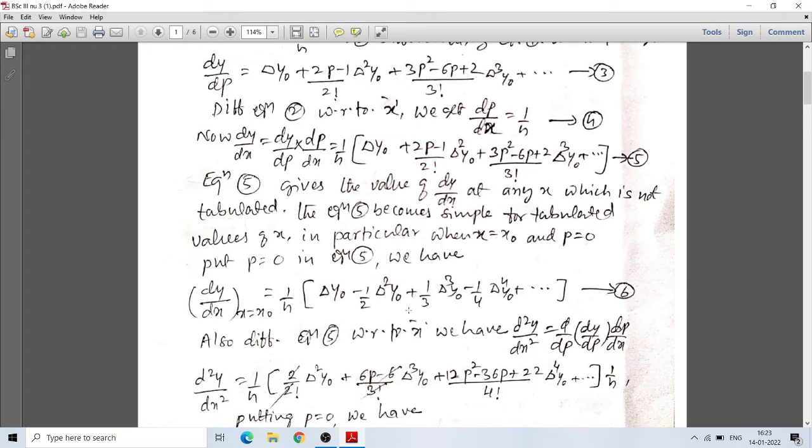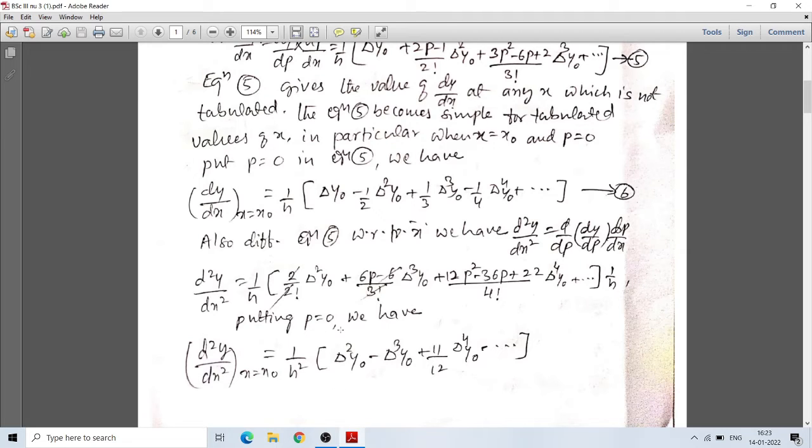Then d square y over dx square: differentiate equation 6 again, and the first term is 1 over h as it is; the other term goes to 0. Substituting p equal to 0, d square y by dx square at x equal to x naught will be 1 over h square, delta square y naught, then the 6p term is 0, then 3 factorial into 6 gets cancelled, we get delta cube y naught, plus here 4 factorial is there, and substituting p means all these two values are zeros.